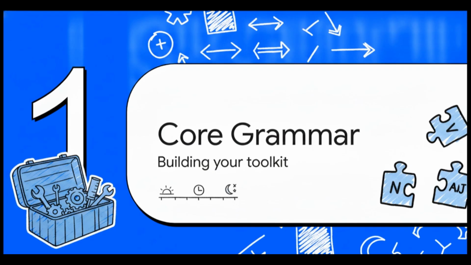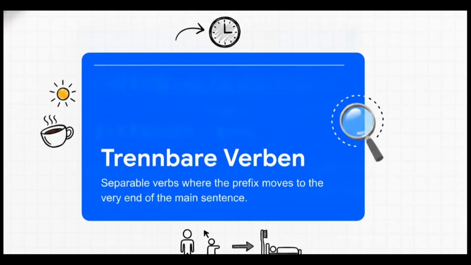All right, Section 1, Core Grammar and Word Order. Let's build your German toolkit. Before we actually embark on describing our day chronologically, we absolutely need to make sure the mechanics of our sentences are solid. Now, a super interesting concept we need here is trennbare Verben, or separable verbs. Many of the most important daily routine verbs in German are separable. What this means is that the prefix, that little word at the beginning of the verb, detaches and literally travels to the very end of your main sentence.